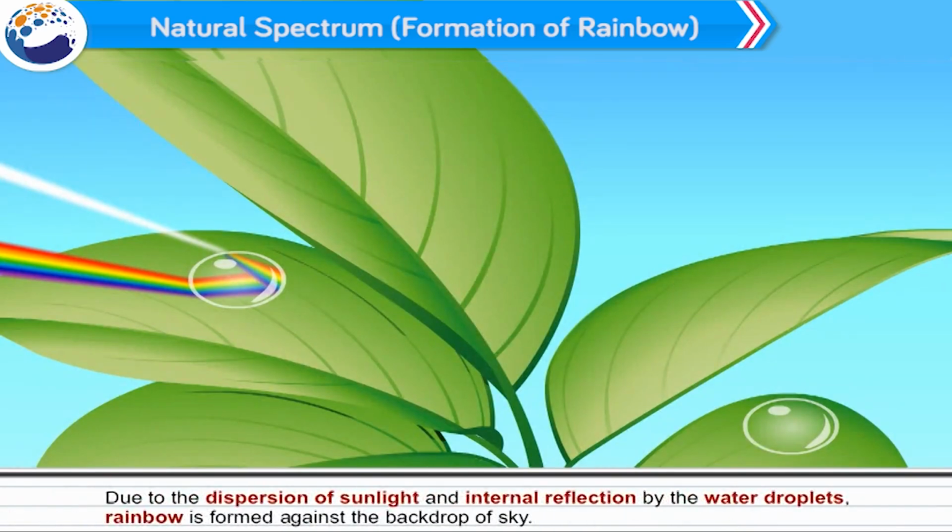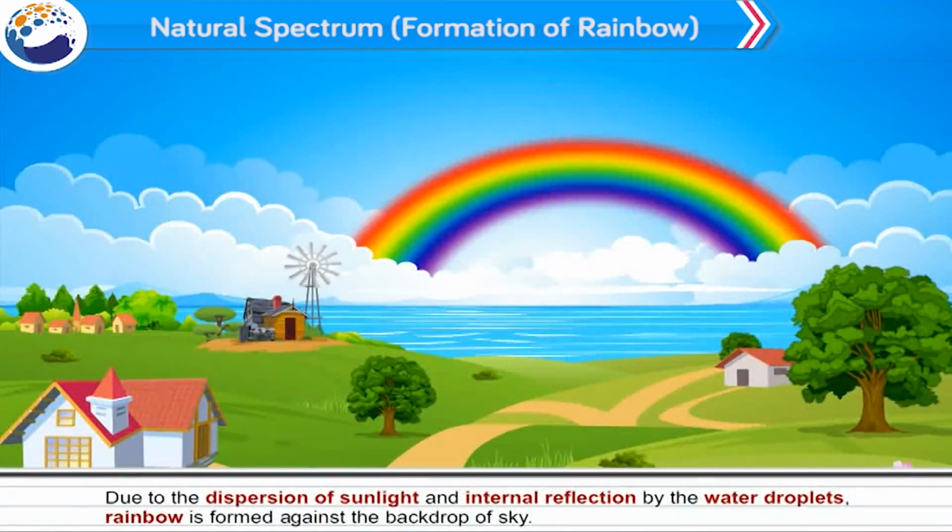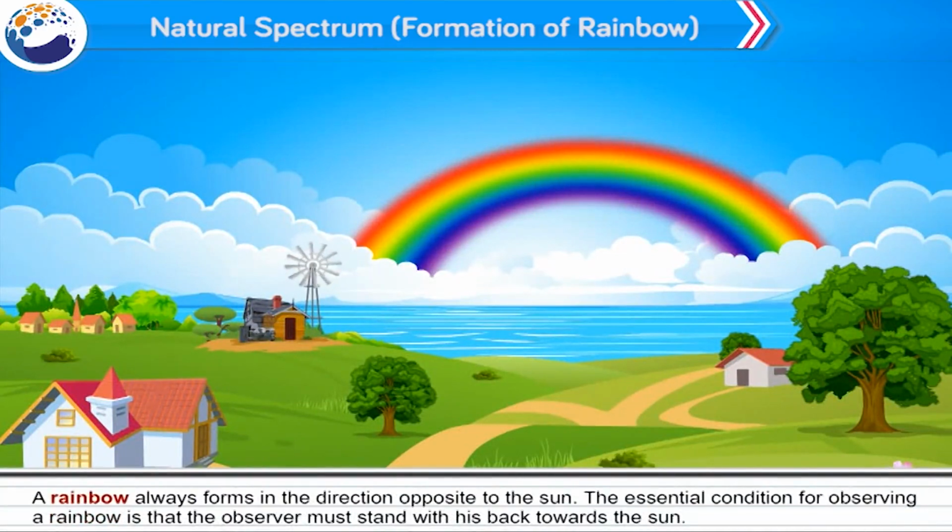Due to the dispersion of sunlight and internal reflection by the water droplets, a rainbow is formed against the backdrop of sky. A rainbow always forms in the direction opposite to the sun. The essential condition for observing a rainbow is that the observer must stand with his back towards the sun.